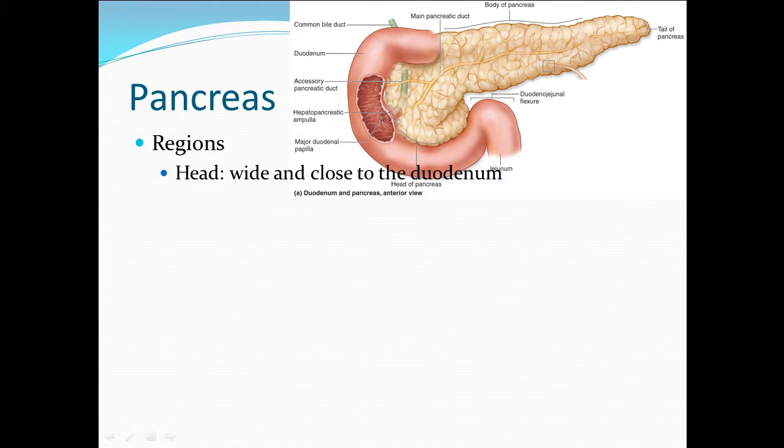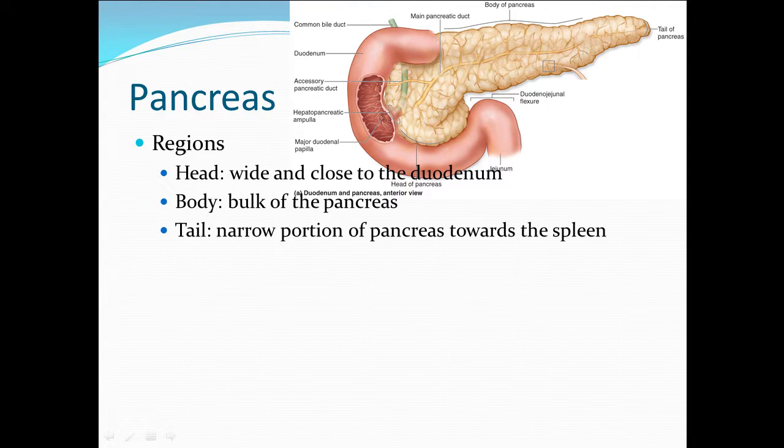Okay, the pancreas has 3 regions to it. It has the head of it. The head is just basically this part over here. The body is the majority of the pancreas, and the tail is just this very end over here.